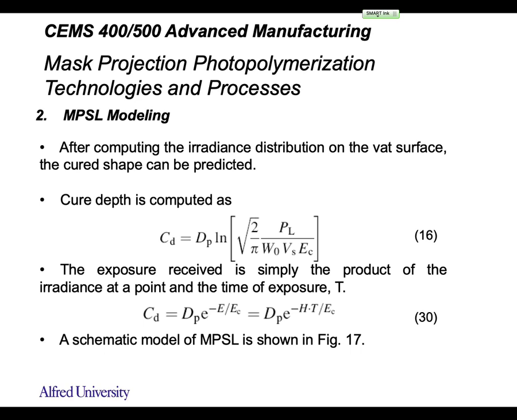And then for the total light intensity, you have to do the integration in x and y coordinates, right? You have to do the integration over x, integration over y for that total exposure, right? Assuming you have the Gaussian distribution of each spot. So this is the only difference between the projection-based stereolithography and the laser, vector style stereolithography modeling.